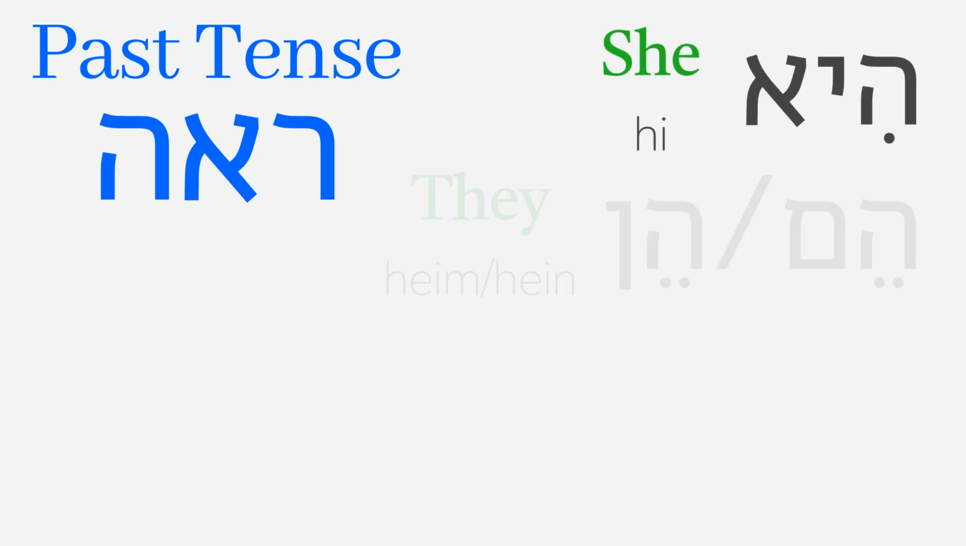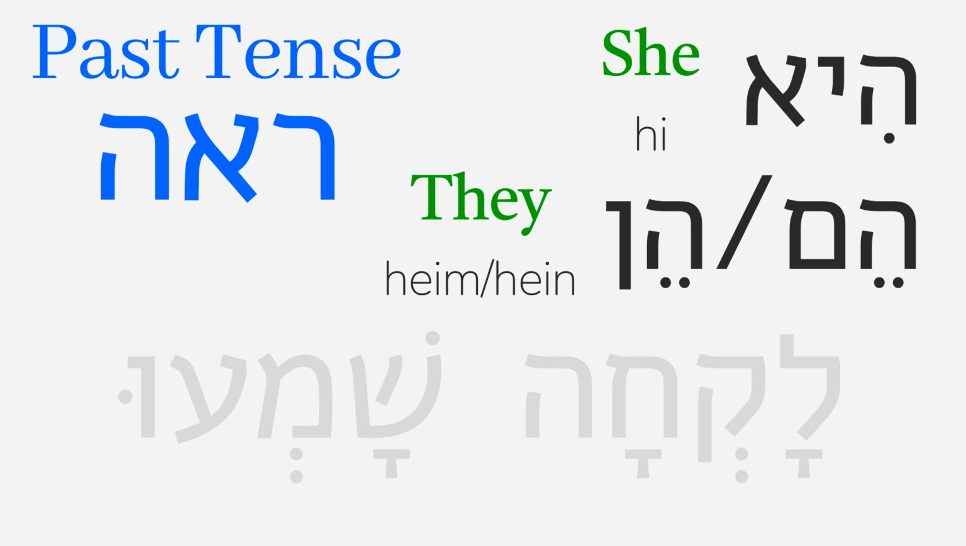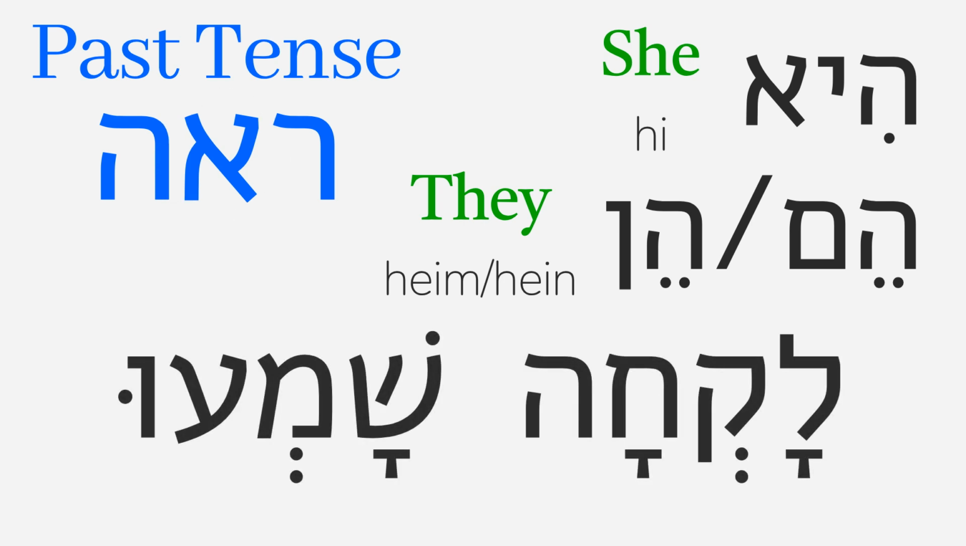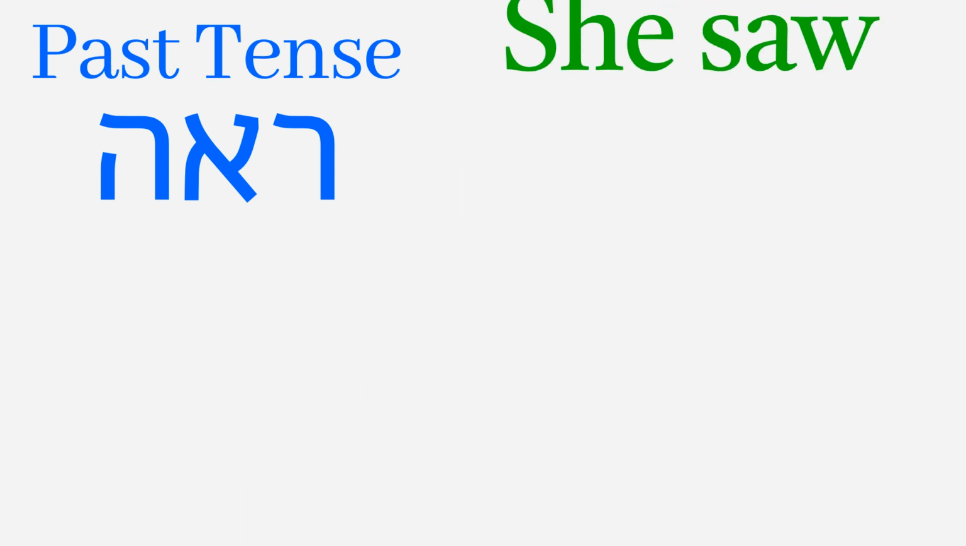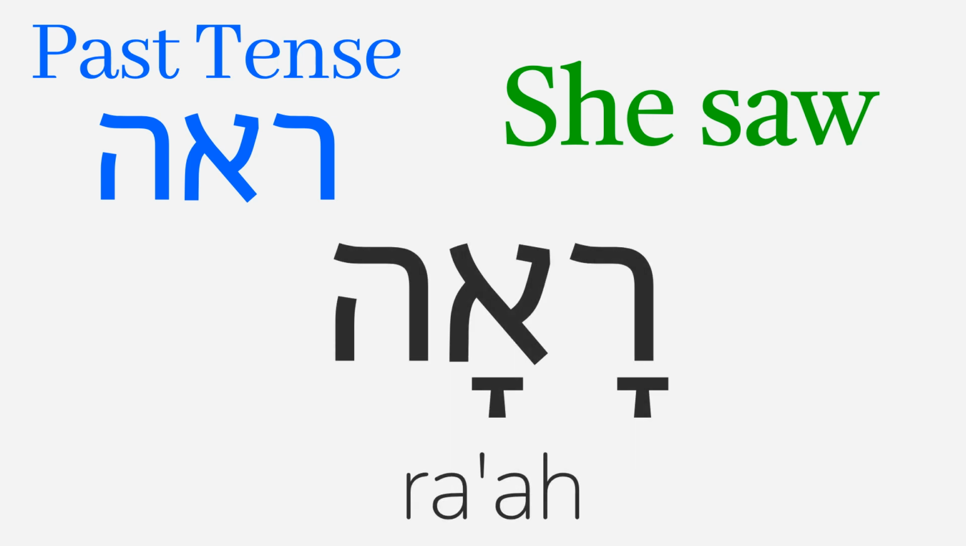With the he and hem and hein forms, we not only have to take the third letter he into account, but also the second letter aleph, which can make these two forms of the past tense irregular, since in these forms, the second letter of the root is usually supposed to have a shva, which an aleph cannot have. To say she saw, for example, we take ra'ah, he saw, once again.